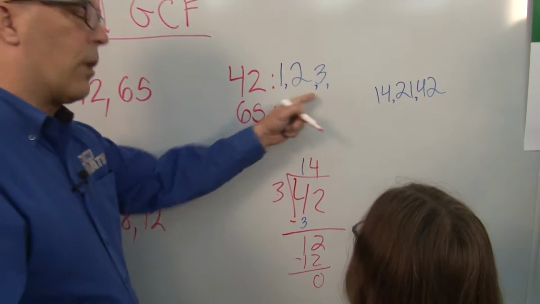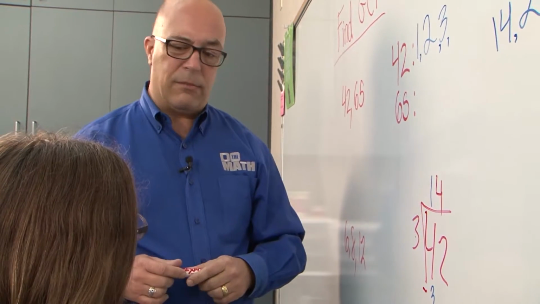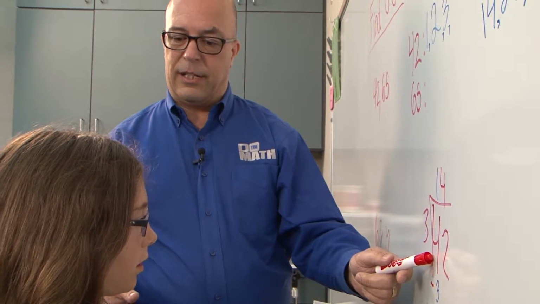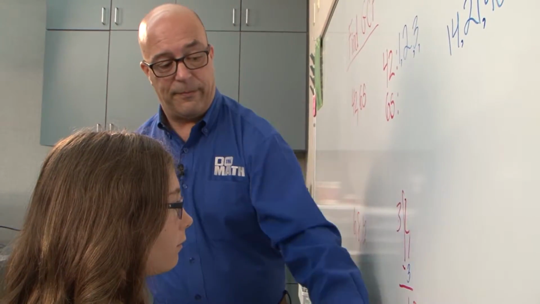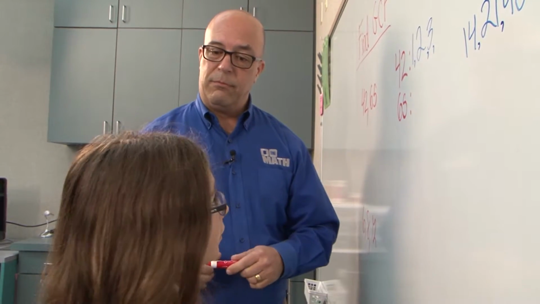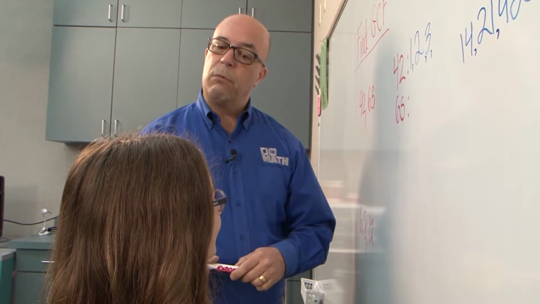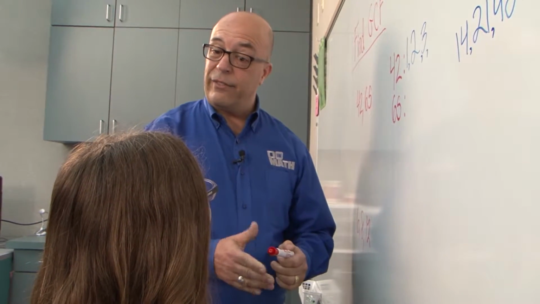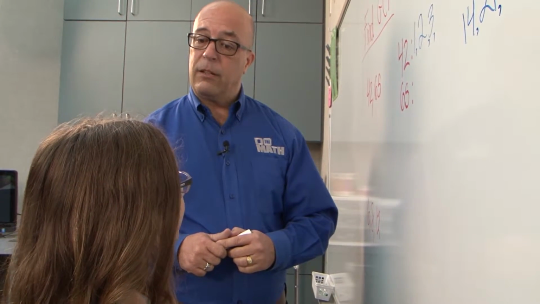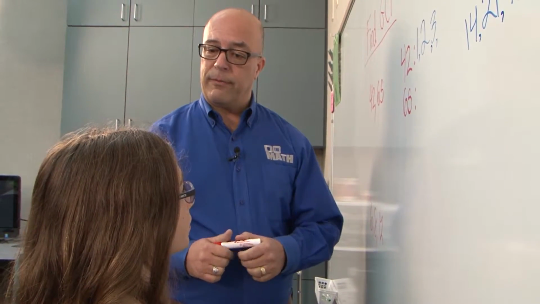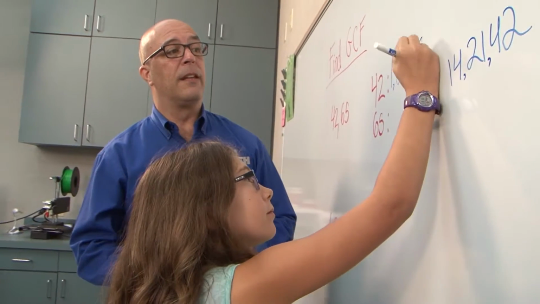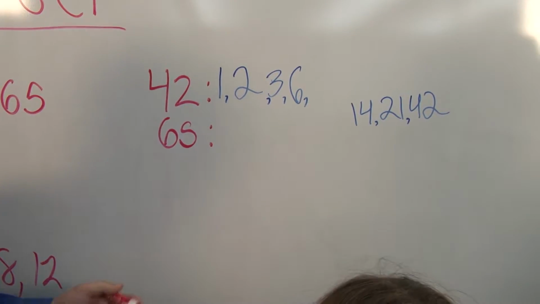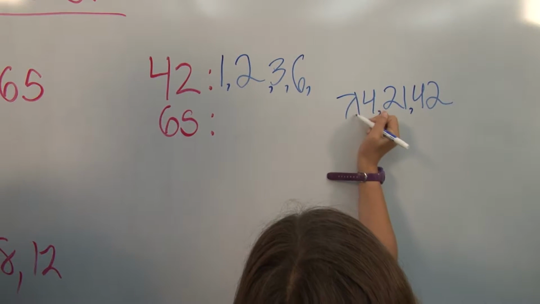So what about 4? 4 doesn't, because 4 times 10 would be 40, and 4 times 11 would be 44, so it's not going to go in there evenly. What about 5? 5 doesn't. How do you know? Well, 5 would have to go into a number if it ends in a 5, or 0. So it doesn't. What about 6? 6 would, I think. 6 times what would be 42? 7. Okay, so let's put 6 up there, and put your comma, and it's 6 times 7. So let's put the 7 on that side, and put a comma.